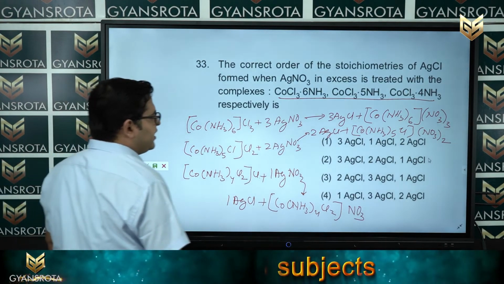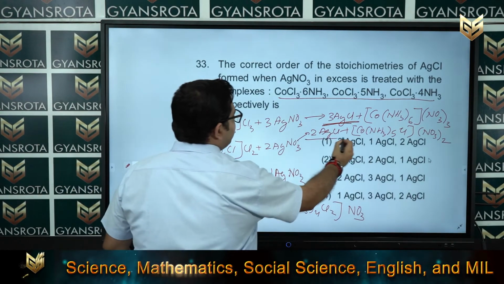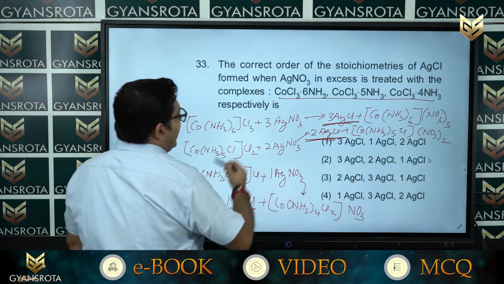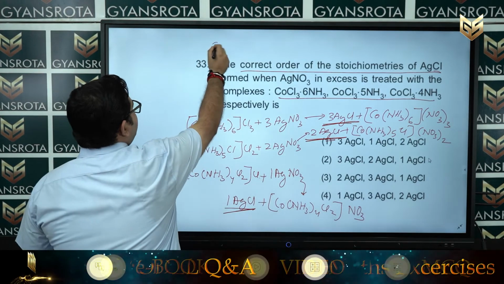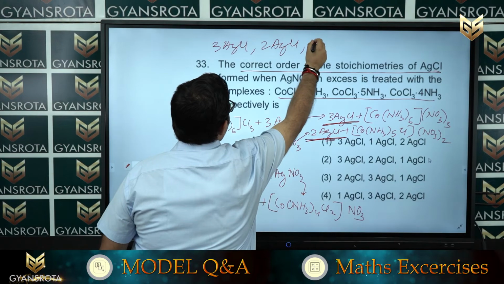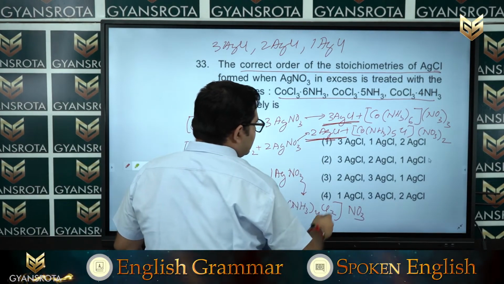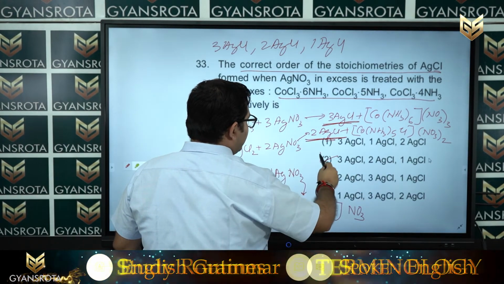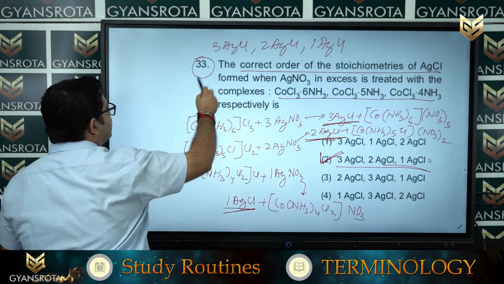Now, if you see, the first one will form 3 AgCl, the second one will form 2 AgCl and the third will form 1 AgCl, and they asked you the correct order of stoichiometry of AgCl. So, 3 AgCl comes first, then 2 AgCl, then 1 AgCl. So, among your options, the second option, that is 3 AgCl, then 2 AgCl and 1 AgCl, is the correct answer of your question number 33.